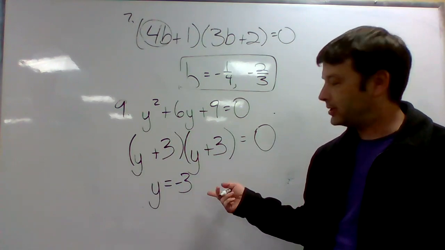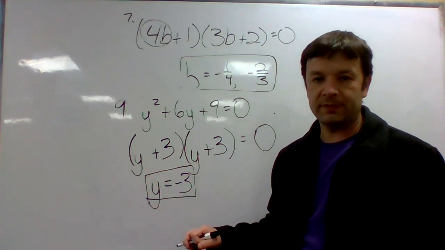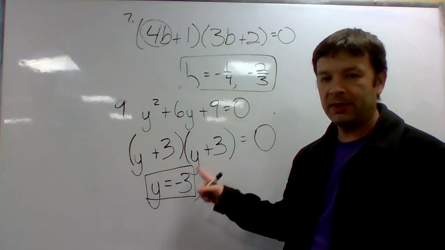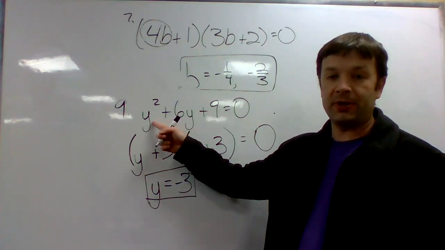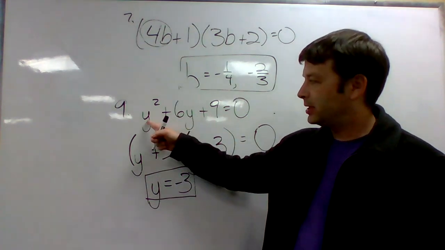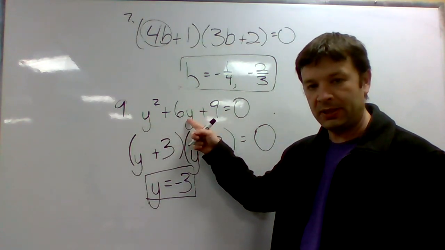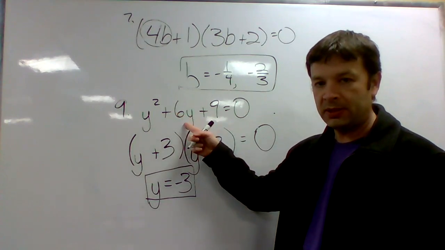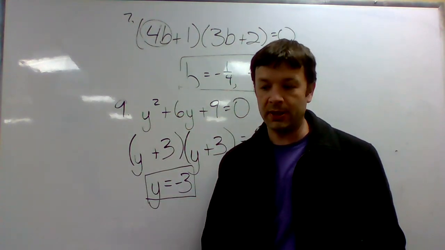It's not really important right now, but there's only one answer for 9. Because these are the same, you're only going to get one answer. And that would be it. If you plug it back into the original equation, you should get that this works. So negative 3 squared is 9. 6 times negative 3 is negative 18. 9 minus 18 plus 9 is 0. Anyway, that's the answer for 9.